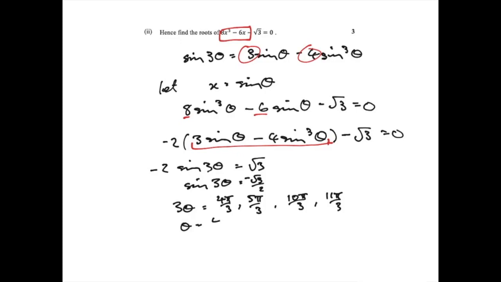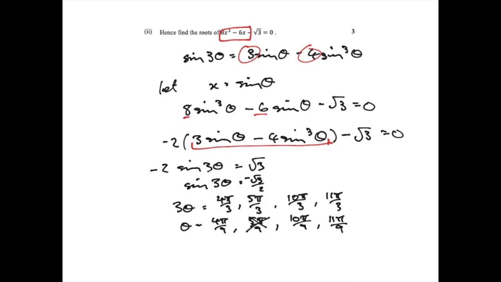Divide everything by 3, 4 pi on 9, 5 pi on 9, and 10 pi on 9, and 11 pi on 9. Okay, now 4 pi on 9 and 5 pi on 9 are actually going to give the exact same answer. They're both going to be positive, and 10 pi on 9 is going to be in the third quadrant, and 11 pi on 9 is also going to be in the third quadrant, so they're going to give unique solutions.